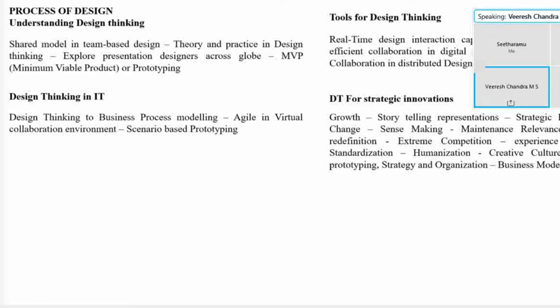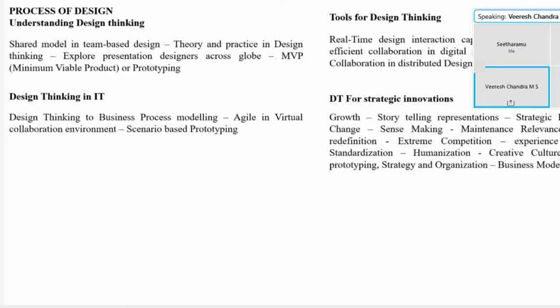Okay, what if I give this product to the customer? Will he be angry? Will he cry? Will he laugh? Will he dance? So everything. So the humanity touch should be given to each and every aspect of strategic innovation as well as design thinking. Creative culture, okay, how exactly industries develop creative culture should be taught to the students.